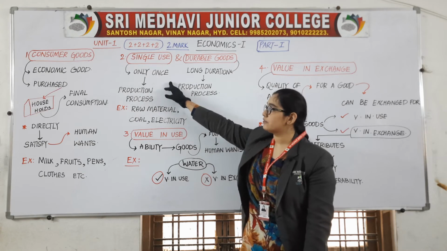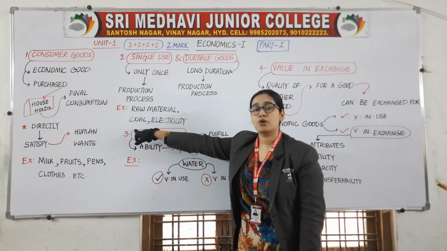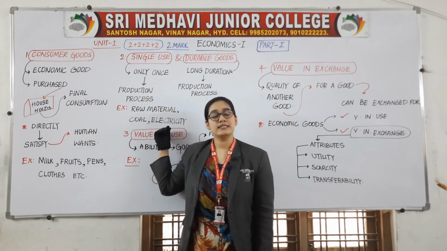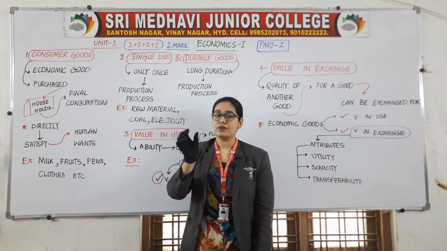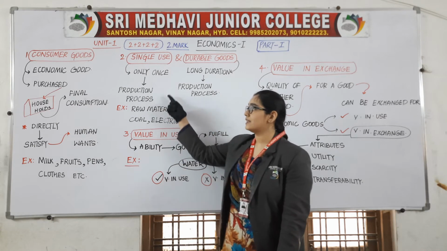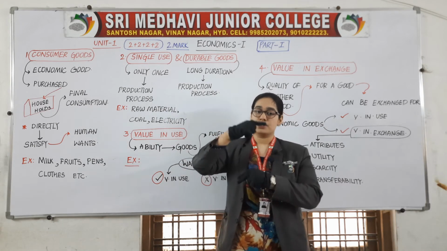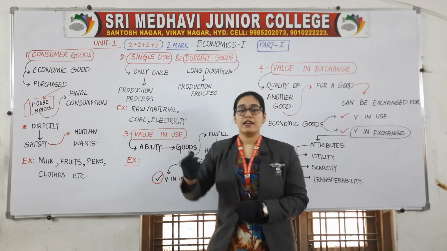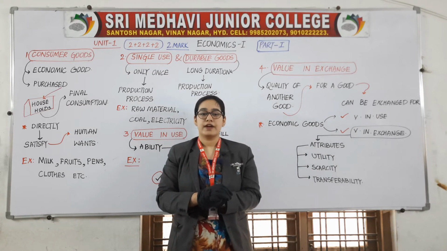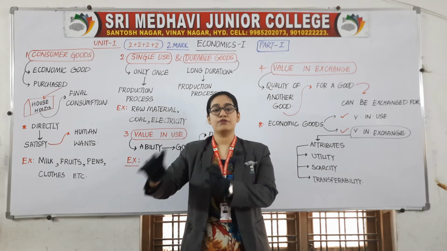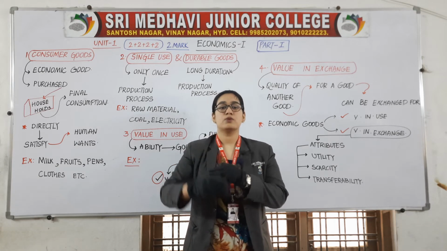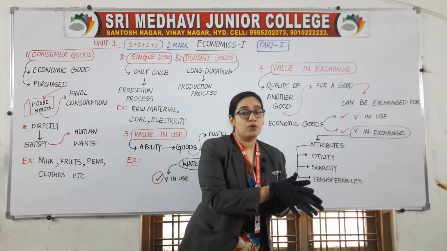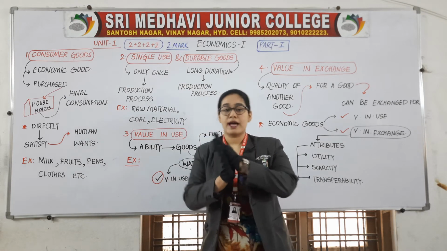What are the examples of single use? Raw material, coal, electricity, etc. So, these all goods are considered to be single use. You can use them only once in the production process, you cannot use them again. Like you can see, the example is coal. Whenever we use coal, if I just use the coal for fire, can I use it once again? No, obviously I cannot use it once again because the coal will be converted into ashes.